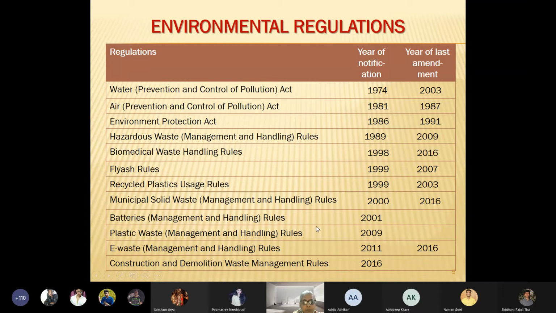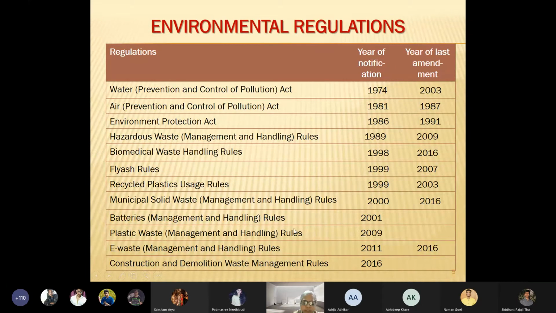As I said, there have been several rules and regulations about plastic waste management, and the most recent one is in 2009. This has to do with reducing the use of single-use plastic.